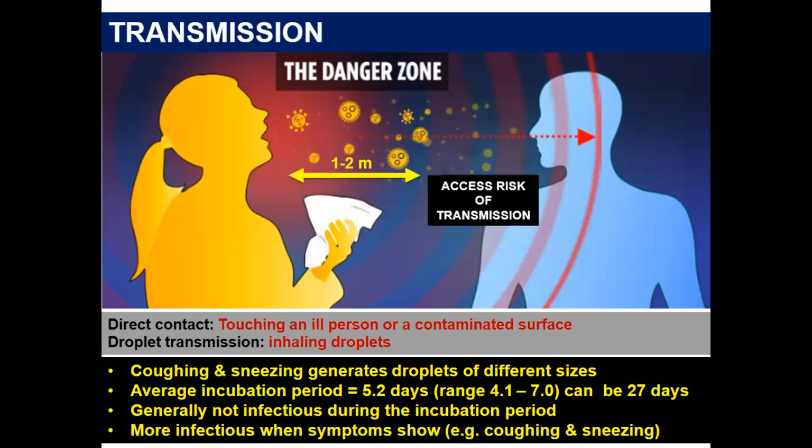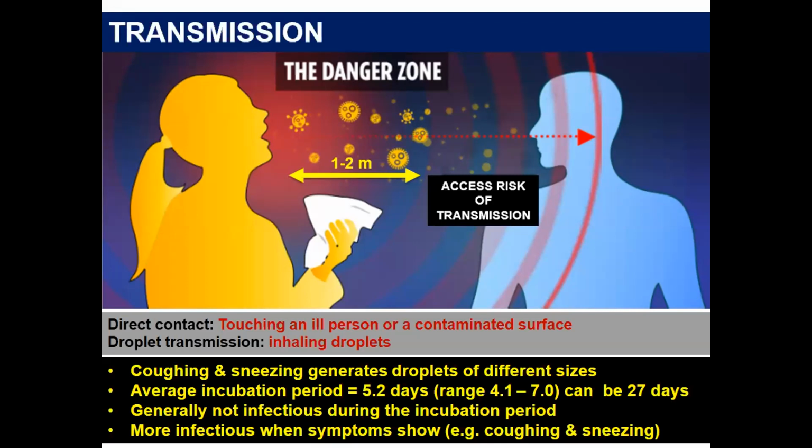So we know that transmission is through droplets as well as direct contact. When we are talking, coughing, or sneezing, we are potentially transmitting viral particles. Many of them fall onto surfaces and contaminate them, and that's why it is important to maintain social distance and to clean our surfaces regularly. On average, we know that the incubation period is 5 days, but can extend to 27 days.